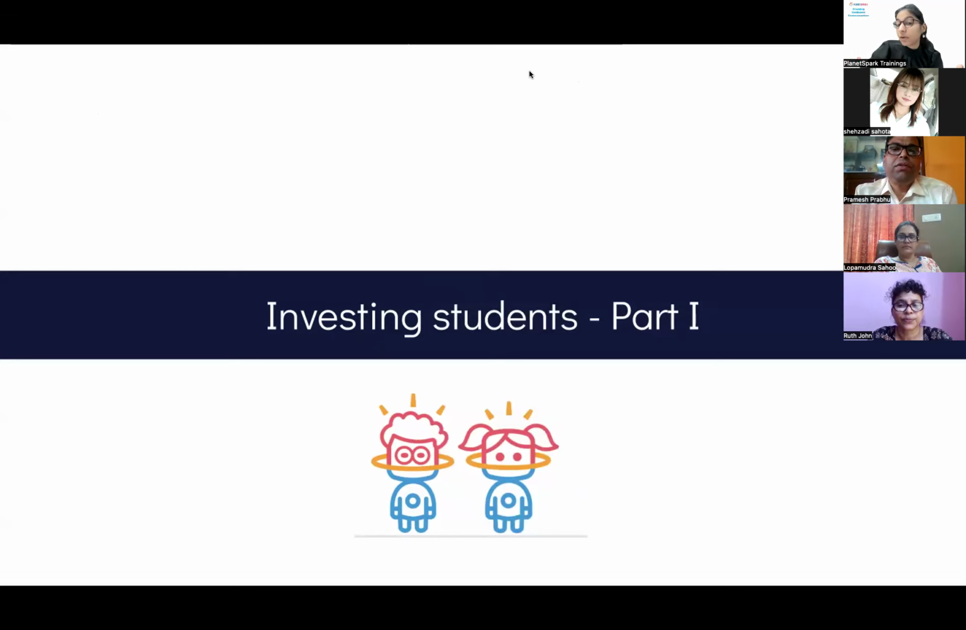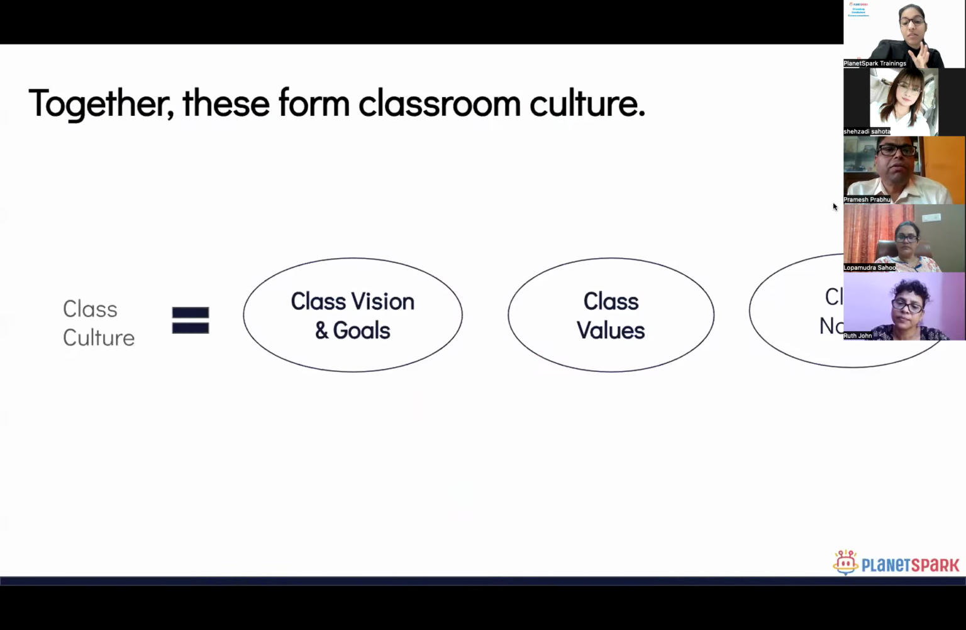Can someone quickly tell me what were the first two steps we just saw? First step, envision. Vision and the class value. Very good. Yes. Vision, goals, and class values and norms, right? And when we combine these two together, we get class culture.